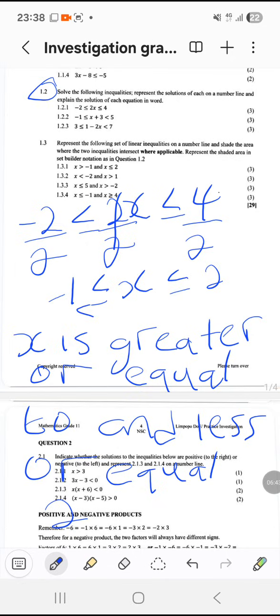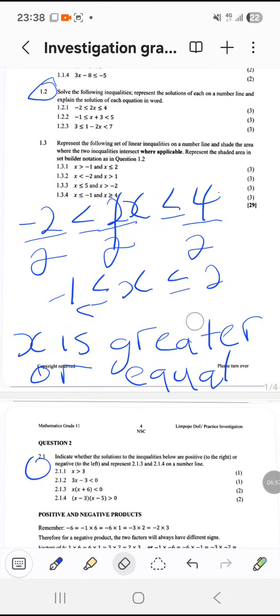Let's go to 1 point. Let me see. Only one. Let's go to 1.2.2 and 1.2.3. Let's go to 1.3.